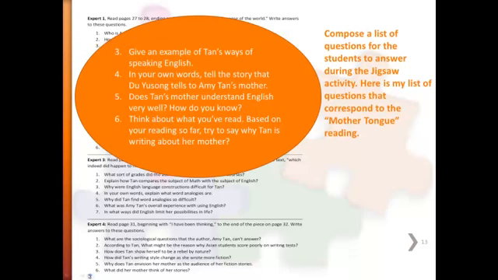Number 4, in your own words, tell the story that Du Yusong tells to Amy Tan's mother. Number 5, does Tan's mother understand English very well? How do you know? Number 6, think about what you've read. Based on your reading so far, try to say why Tan is writing about her mother.